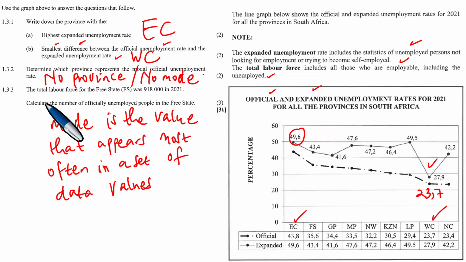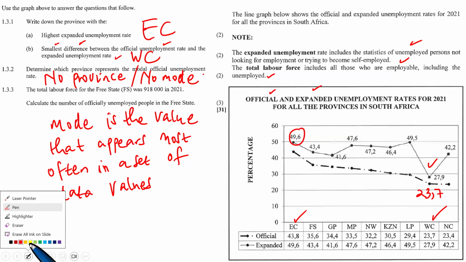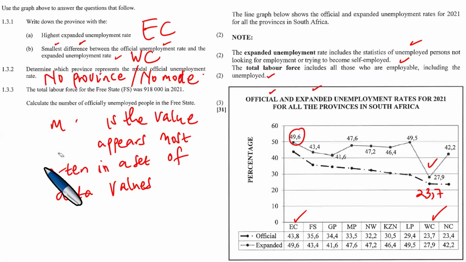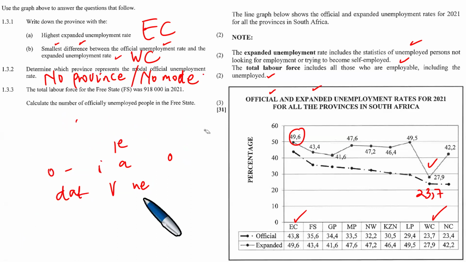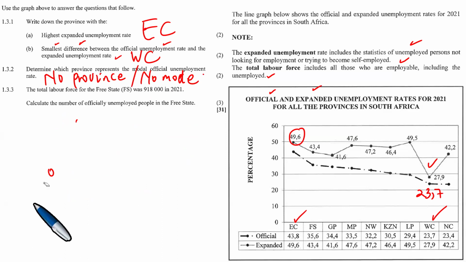Next question. Total labor force for the Free State was 918,000 in 2021. Calculate the number of officially unemployed people in the Free State. Let us look at this question. What do you think? How would you do this question?